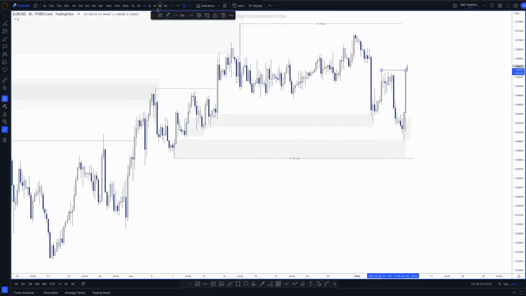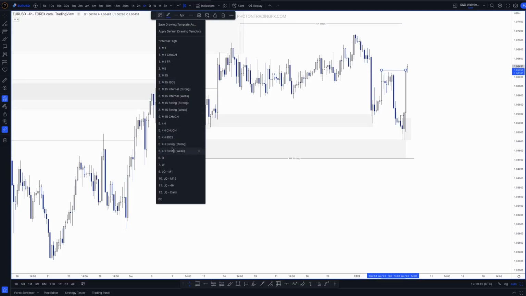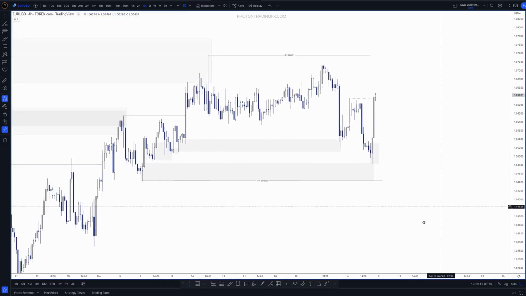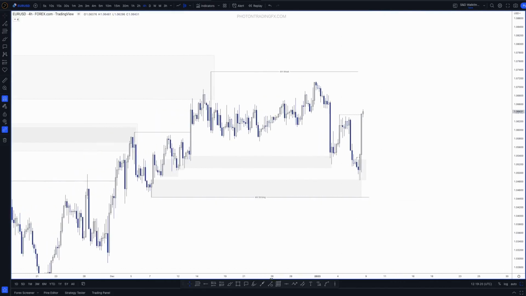If this now is going to take out the 4-hour weak swing high, right? Because now we have the internal structure and the swing structure realigned. So now what the expectation would be, because this is a strong 4-hour internal low, is that the internal structure should remain bullish until it takes out that weak high, okay? So it's looking pretty likely that this high is going to go at some point, okay?